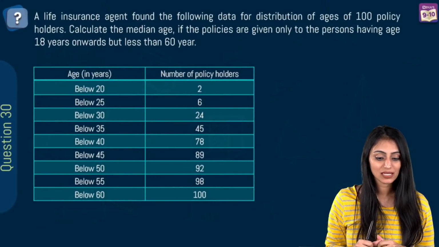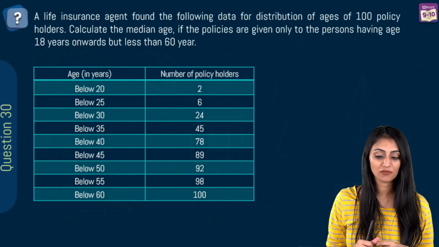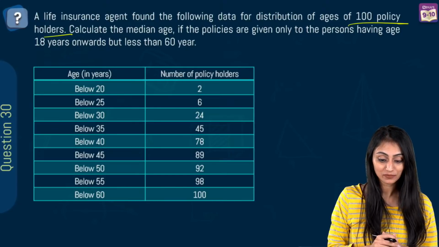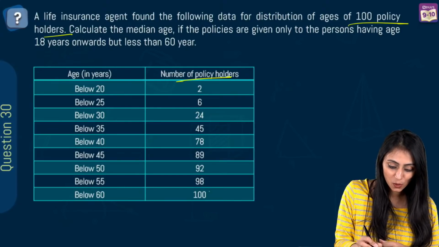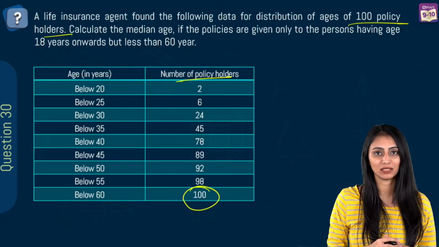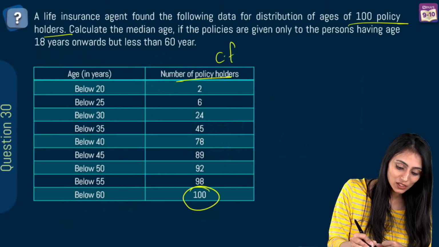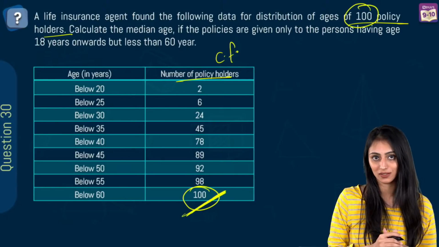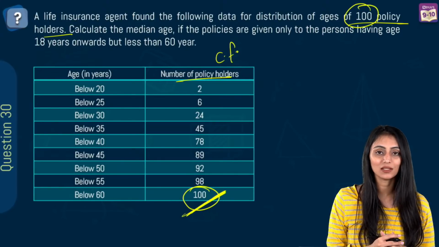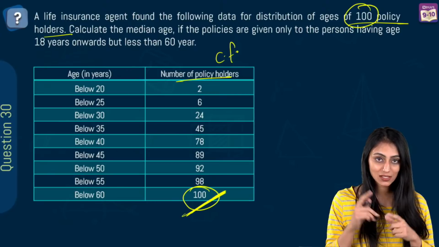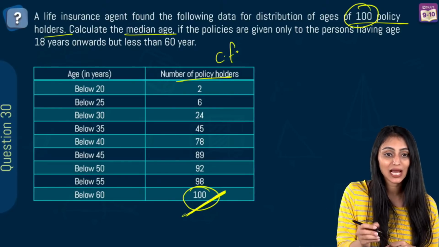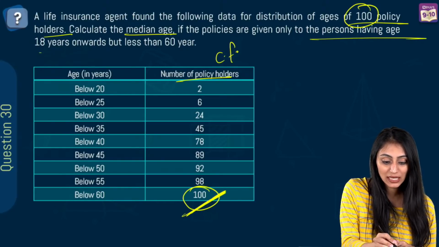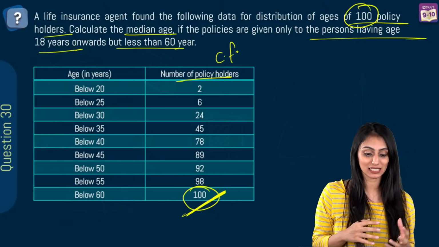A life insurance agent found the following data for distribution of ages of 100 policy holders, right? And you can see number of policy holders here also are 100. What does that mean? This is nothing but the cumulative frequency. When you see that total in the question is here at the bottom, then that's the cumulative frequency. This is one way to check it. Now we need to calculate the median age, if the policies are only given to people having age 18 years onwards but less than 60.